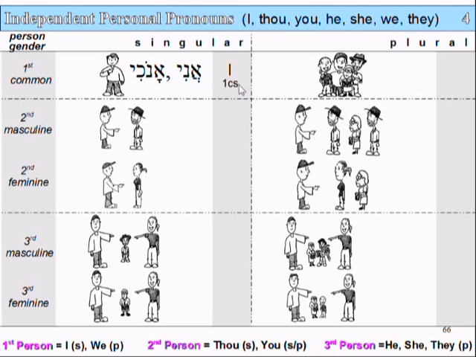First person common singular. First person, remember, first person means I or we. The S there means singular and the P there means plural. And the other word for I is anochi. Anochi. So we have ani, or anochi, and that means I.